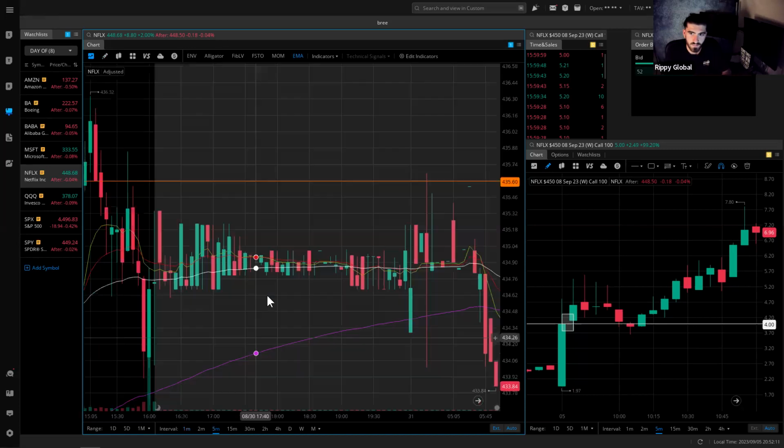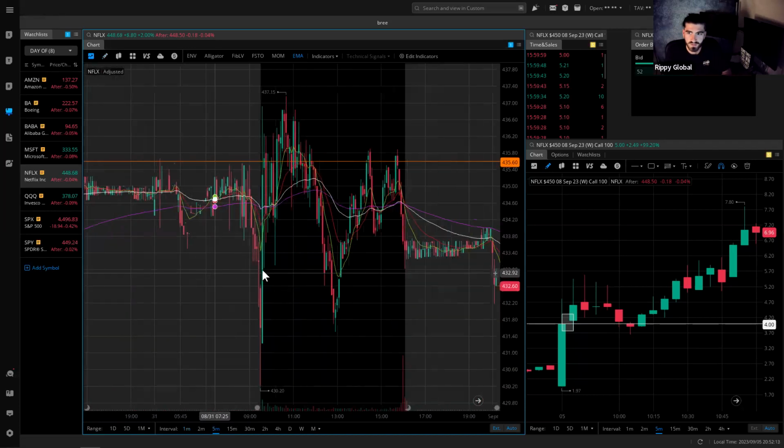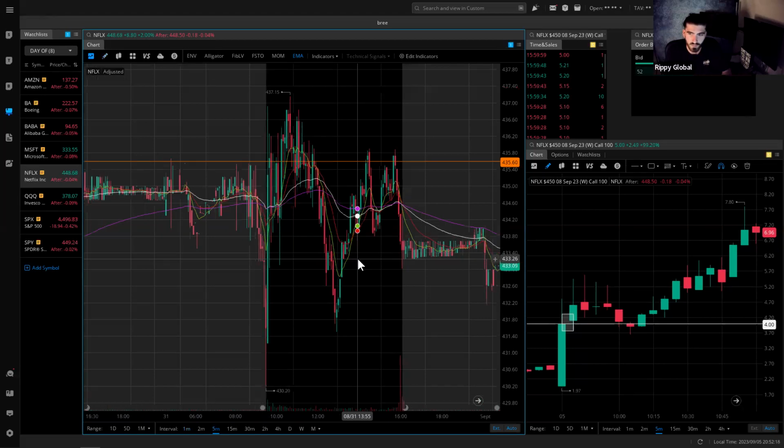So I use the 5 minute when I use the EMAs for a scalp. I don't tend to use the 1 or the 2 or the 3. I use the 5 minimum for the EMAs.